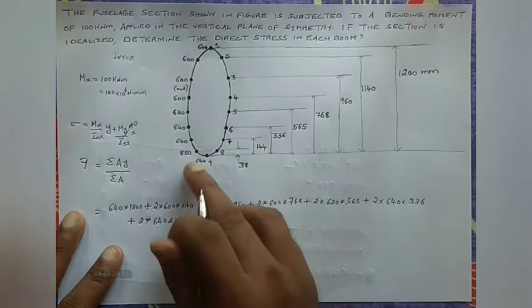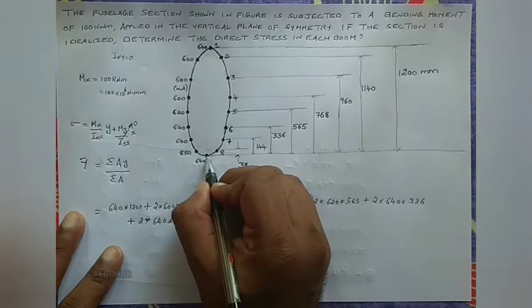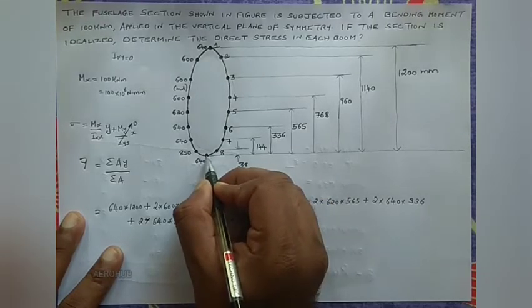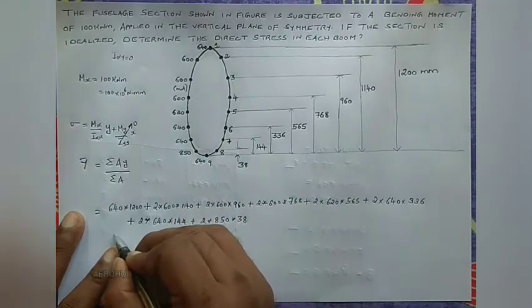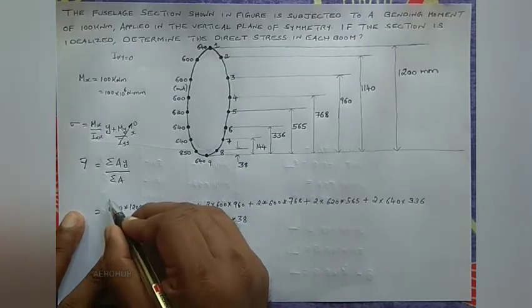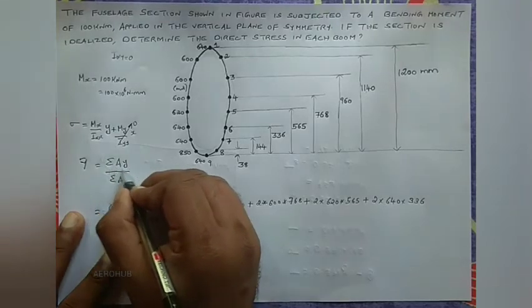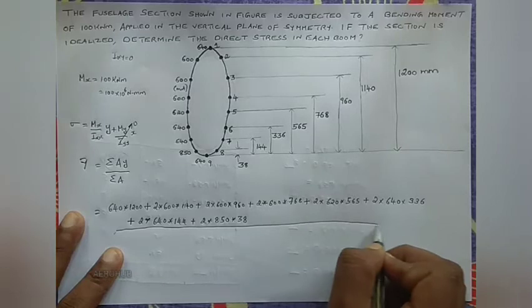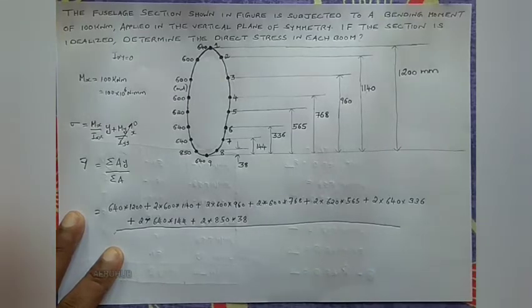Okay, now for this boom area number 9, it is in the reference axis, so the distance will be 0. So we no need to consider the value of boom area number 9 since it is the starting of the reference axis. This is summation of A into Y, the numerator. Now it will be divided by the summation of areas, that is the summation of boom area.